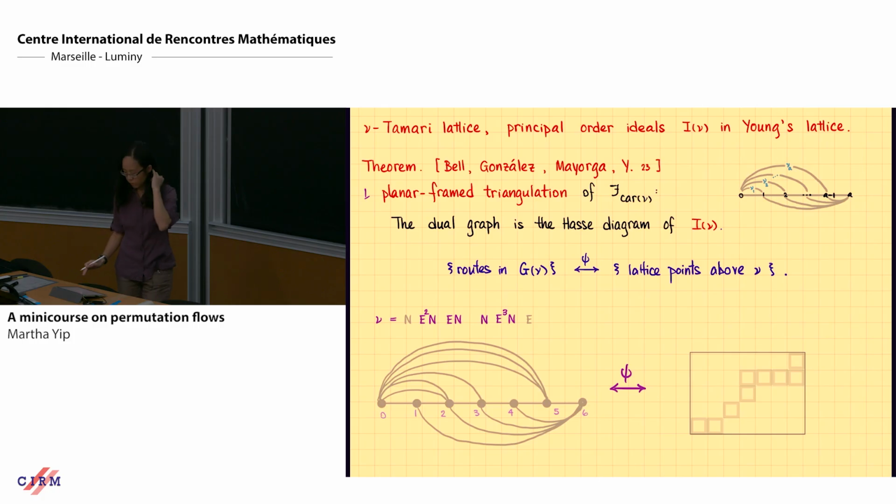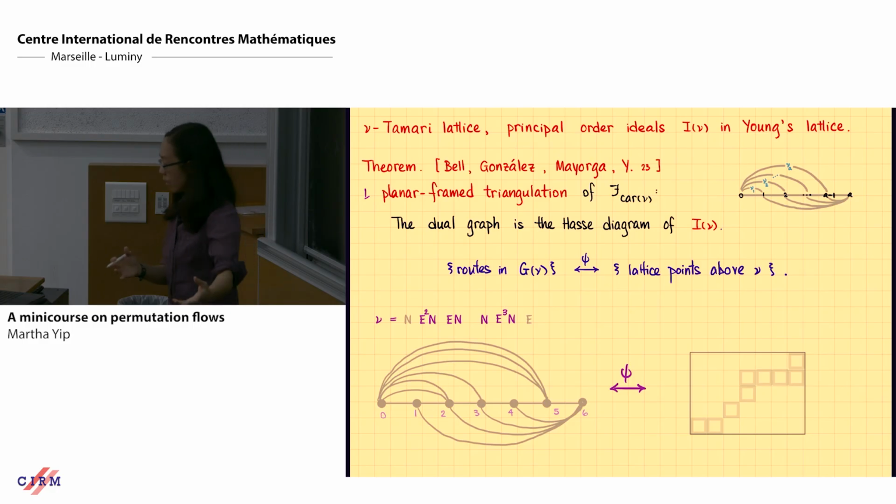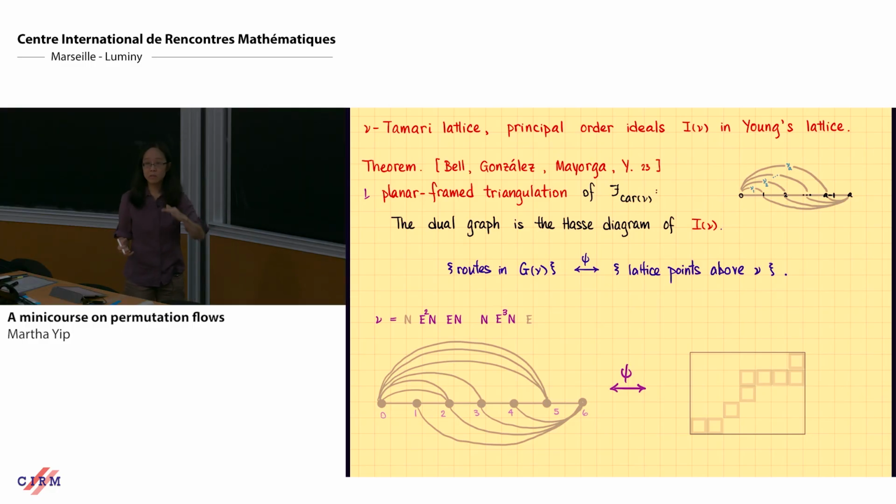And so a little bit more detail, looking at that planar framing. And so the key to showing that some particular flow polytope has some particular volume of some known combinatorial quantity is to biject to known combinatorial objects. So one of the first things that we found out was that routes in that graph, I stole some old slides and didn't update the notation, are in a one-to-one correspondence with lattice points above nu.